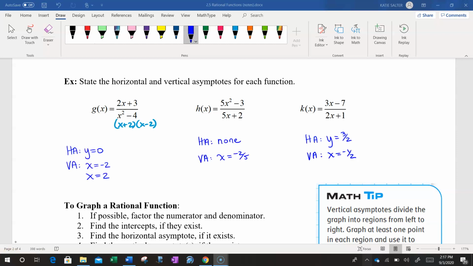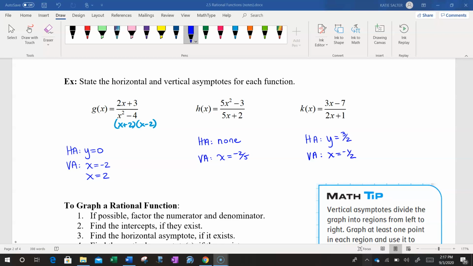So for the first one, the degree of the denominator dominates. It is larger, so therefore we have a horizontal asymptote at y equals 0. When we factor that x squared minus 4, we get that the vertical asymptotes would be at x equals -2 and x equals 2.